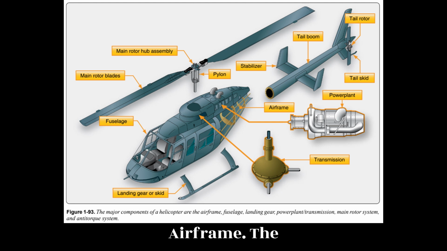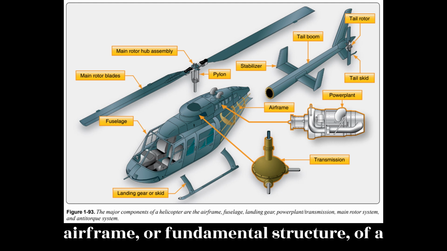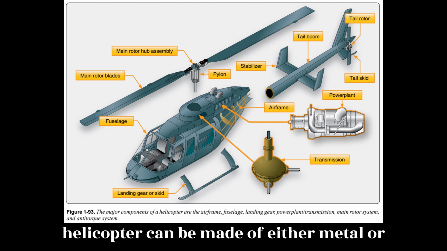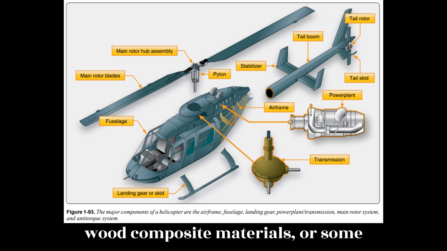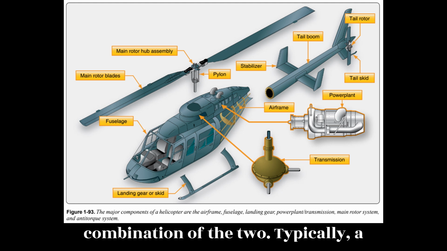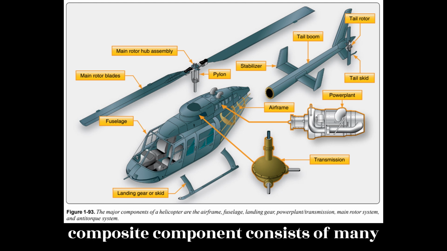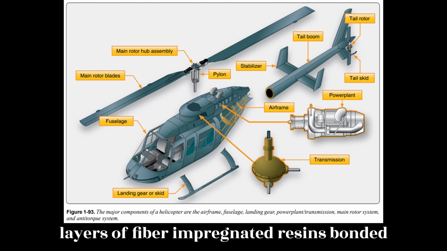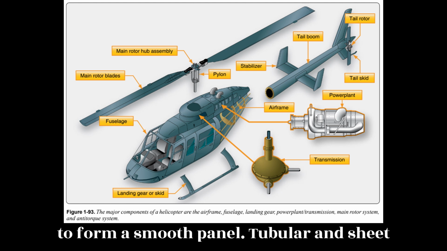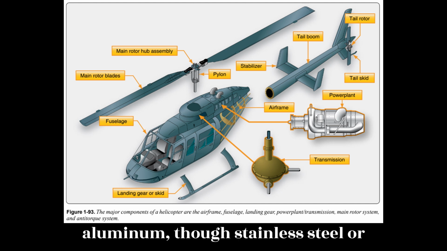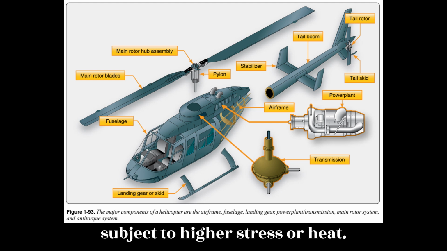Airframe. The airframe, or fundamental structure, of a helicopter can be made of either metal or wood composite materials, or some combination of the two. Typically, a composite component consists of many layers of fiber-impregnated resins, bonded to form a smooth panel. Tubular and sheet metal substructures are usually made of aluminum, though stainless steel or titanium are sometimes used in areas subject to higher stress or heat.